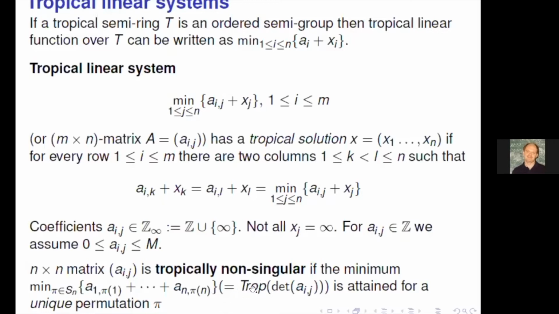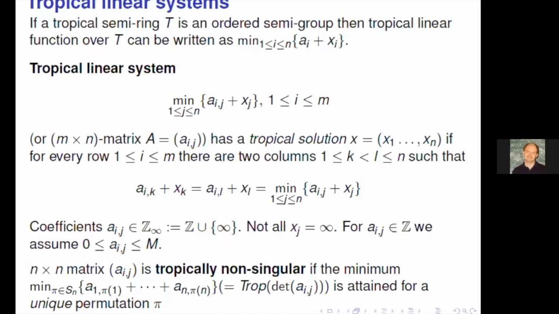We ignore the signs because there are no signs in the tropical world. And so this is the tropicalization of the determinant. And we say that the matrix is tropically non-singular if this minimum in this formula is attained for a unique permutation pi. And if this is the case, then the homogeneous tropical linear system has no solution, similar to the classical situation.